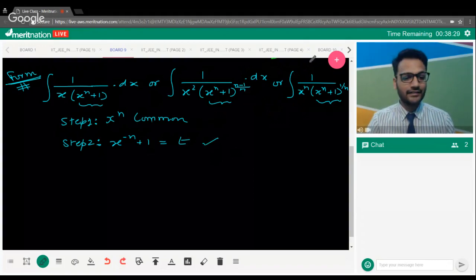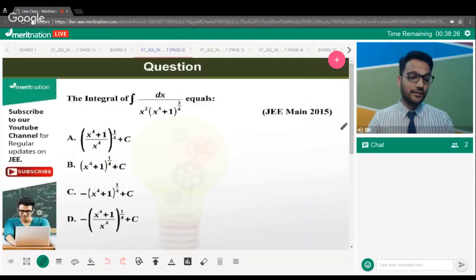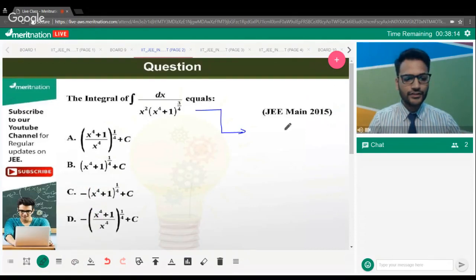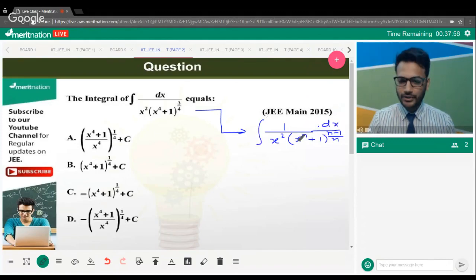So for all such type of questions, we'll do this type of substitution, right? Let's take up an example. This is a JEE Mains 2015 question. Integration of dx upon x squared times x to the power 4 plus 1 to the power 3 by 4. If you see, this is similar to the type which we have just discussed: 1 upon x squared times x to the power n plus 1 raised to the power n minus 1 upon n dx. In this form, we take x to the power n as common.